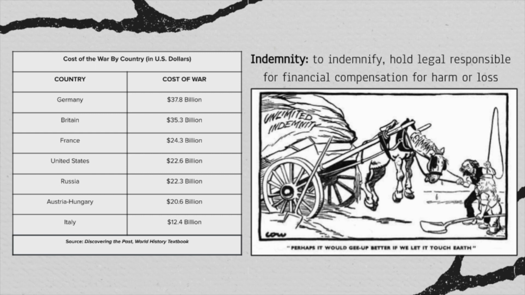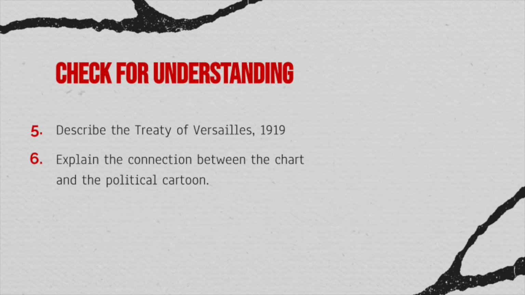Check for understanding. 5. Describe the Treaty of Versailles of 1919. 6. Explain the connection between the chart and the political cartoon.